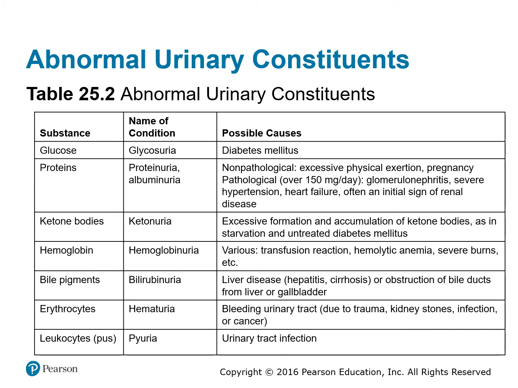Erythrocytes, that's red blood cells, okay? Hematuria, bleeding in the urinary tract. This is not an uncommon thing to see. It can be due to trauma, kidney stones, infection, or cancer, but this is the most likely thing: a UTI. Most females have had a UTI before, because of the anatomy of the female GU tract. Leukocytes, pyuria being pus. Again, that's a UTI. Very common.